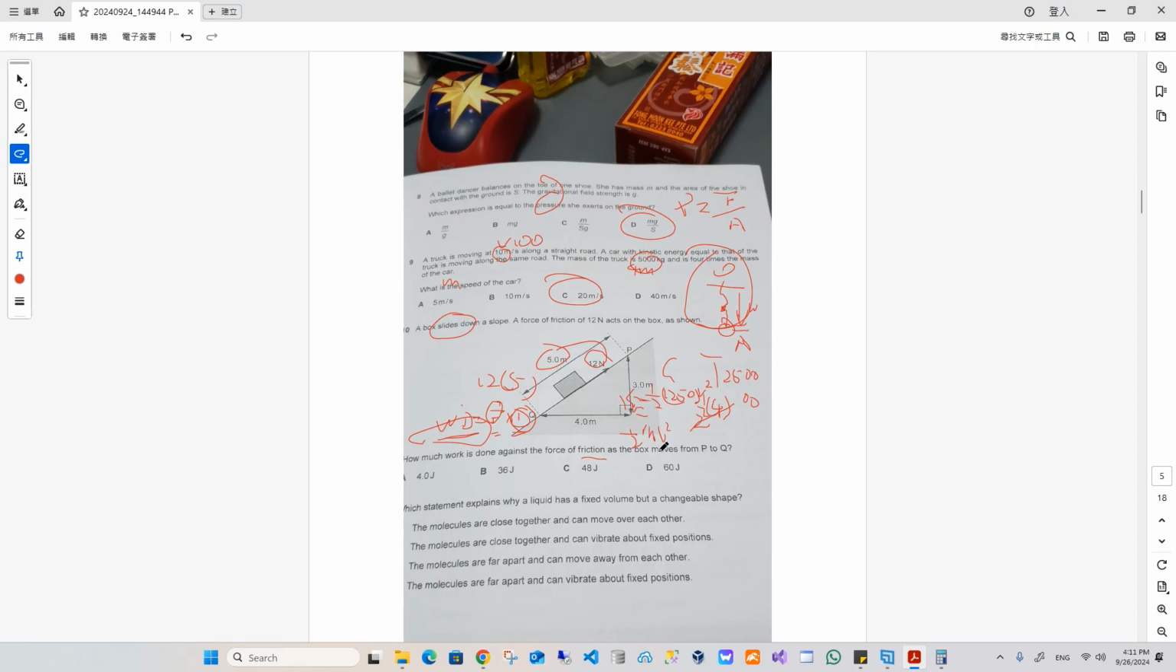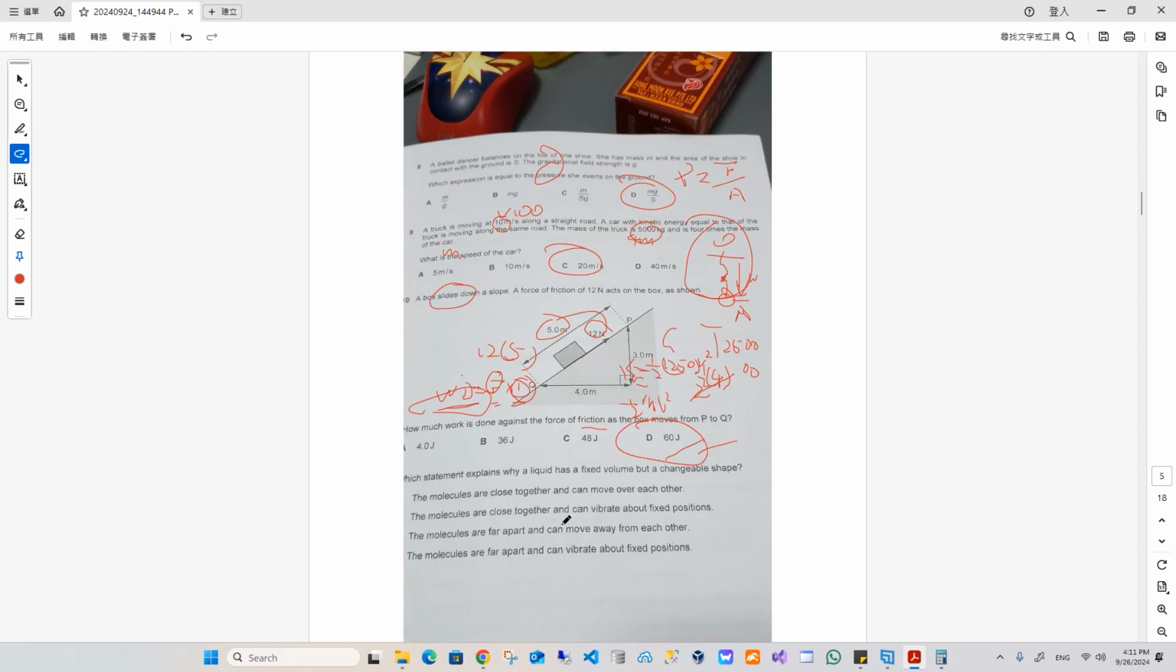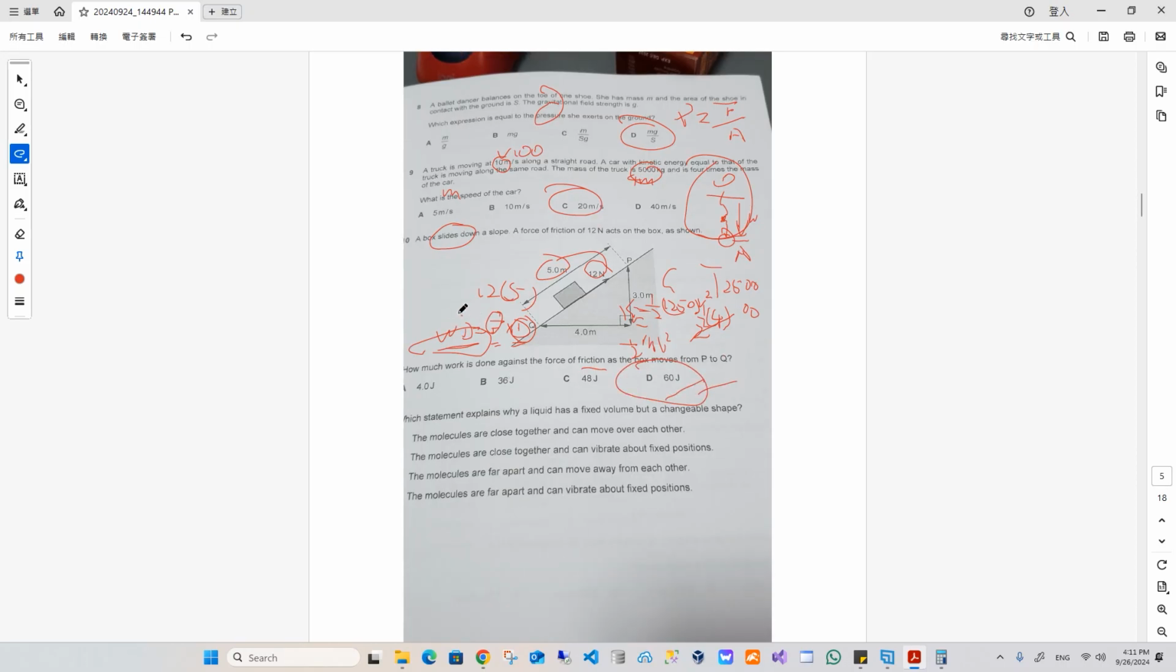12 times 5, 60 joule. Okay, so this is the answer. So this is the idea: when things are getting complex, stick to the formula, and keep telling yourself that work done against which force, or work done by which force, is always equal to that force times that force's move in its direction.